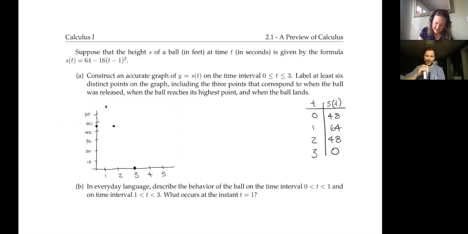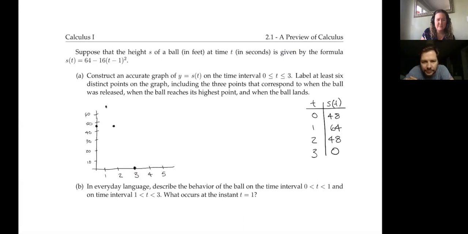Okay, so it says in the time interval 0 to 3, but it says to also label at least 6 distinct points, including the 3 points that correspond to when the ball was released, when the ball reaches its highest point, and when the ball lands. So we have when the ball lands here, right? That's at t equals 3 because the ball is now on the ground, and the ball can't really go into negative space.